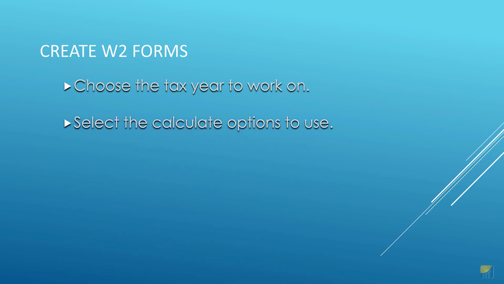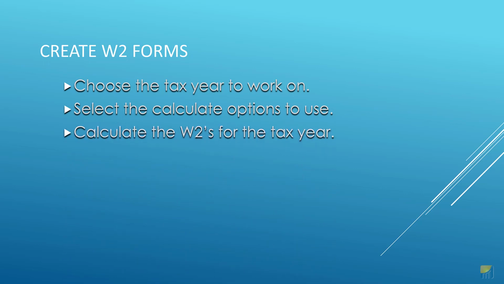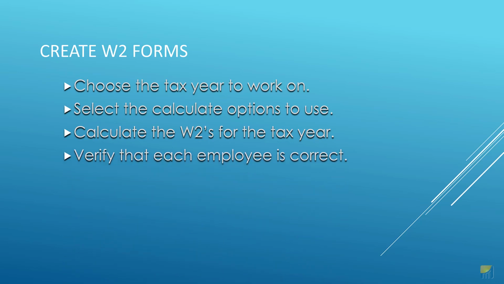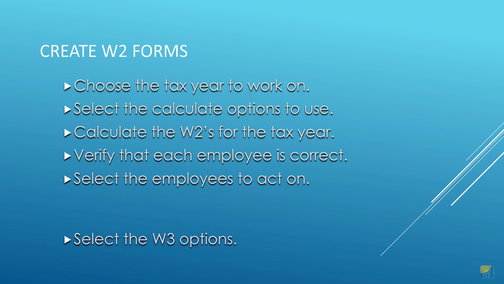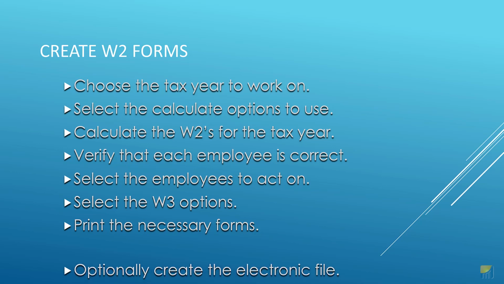A full review of the W-2 process. Choose the tax year to report on. Select the Calculate options to use. Calculate the W-2 for the tax year if needed. Verify that each employee is correct. Select the employees to act on. Select your W-3 options. Print your necessary forms. And optionally create the electronic file.